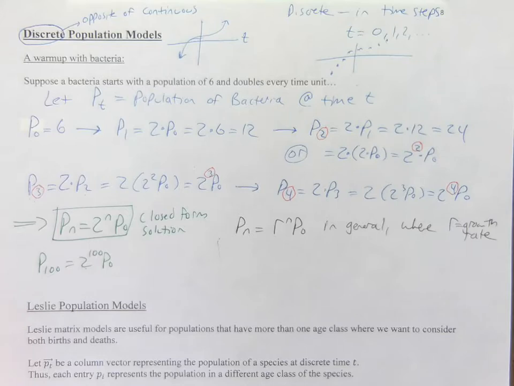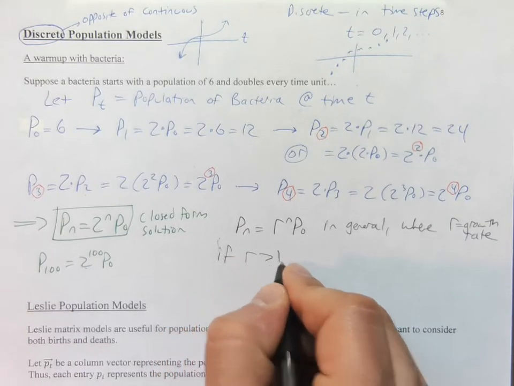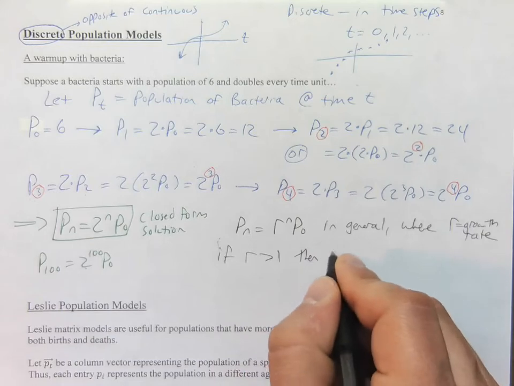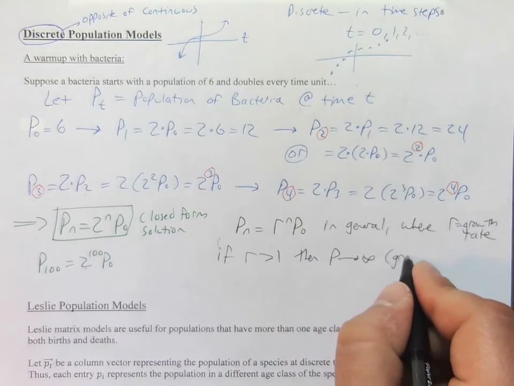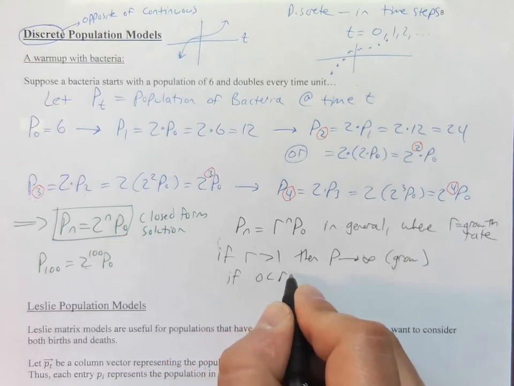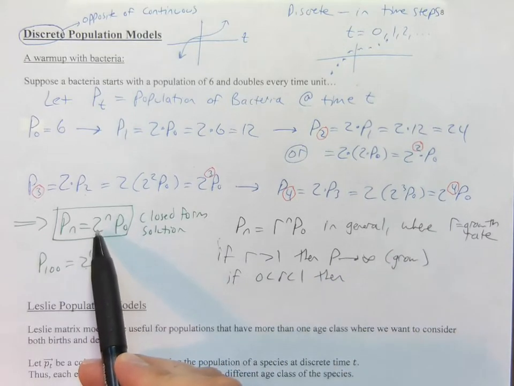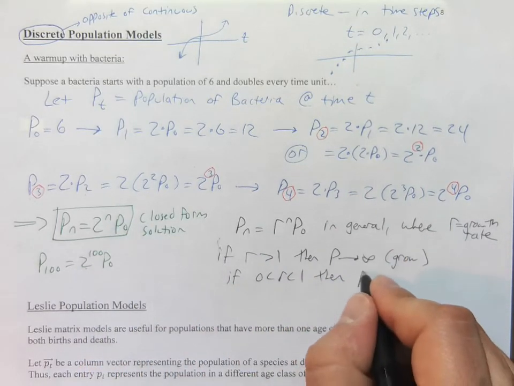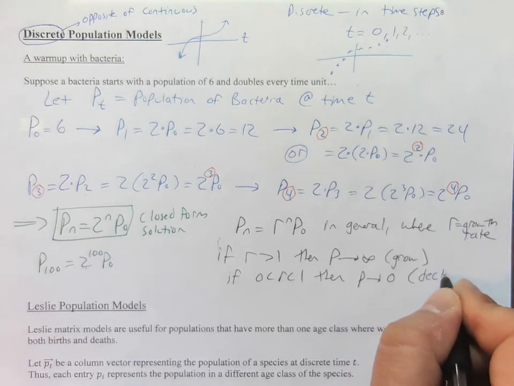If that r ends up being bigger than 1, the population will grow. And if it's a fraction, it's going to decline. So if r is bigger than 1, the population is going to go towards infinity. It's going to grow. If r is a fraction, then when you raise a fraction to a power, it gets smaller. And so the population is going to go to 0. It's going to decline.